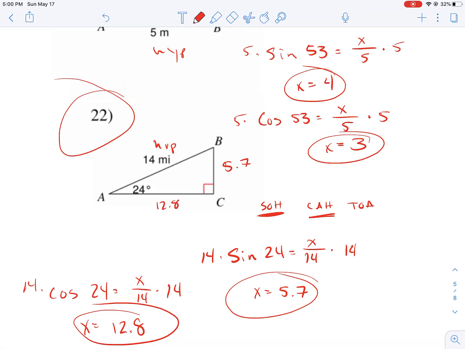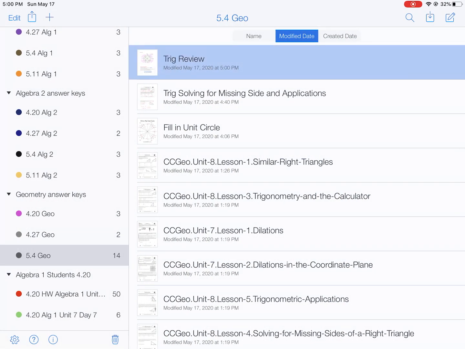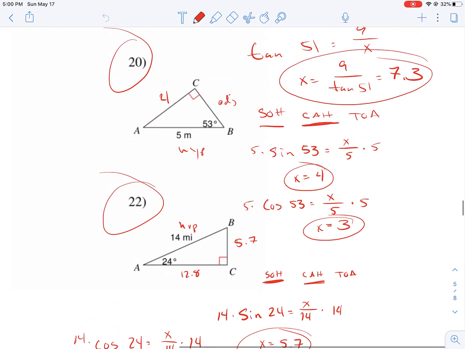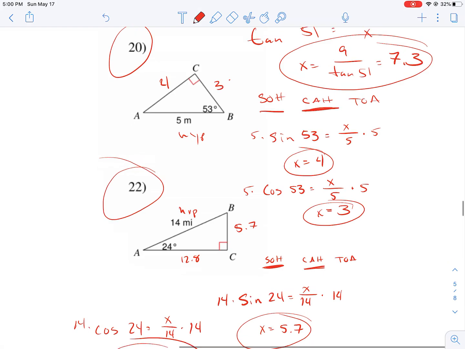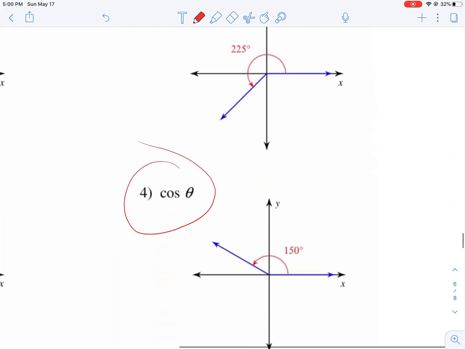And I didn't think I'd put this, oh, it's stuck here. This one was 3 up here. Okay, I think we got one more?